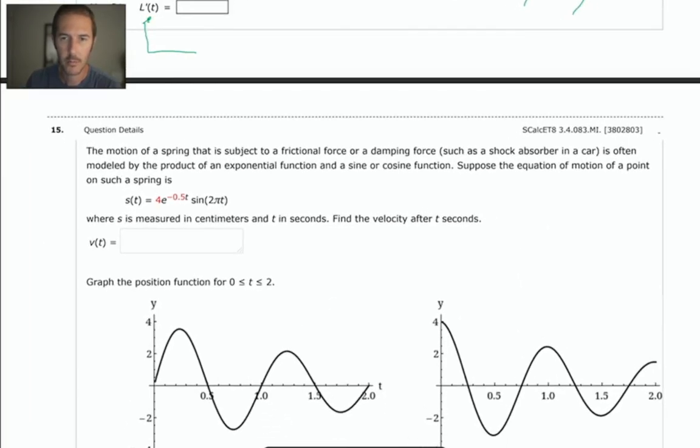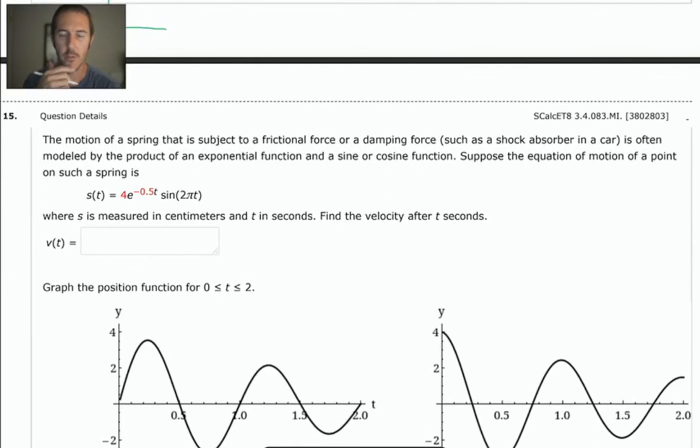What's happening here? The motion of a spring is subject to a frictional force, dampening force, such as a shock absorber, modeled by the product of an exponential function and a sine or cosine function. Find the velocity after t seconds. This is for real. I definitely worked with equations like this in a Calc 3 class, where we were modeling vehicles going around a banked road that had a certain radius of rotation, and these are real-life equations. They're telling you that this is modeling something that involves a frictional force or a dampening force. It's true.